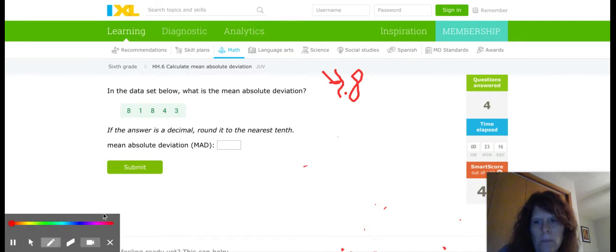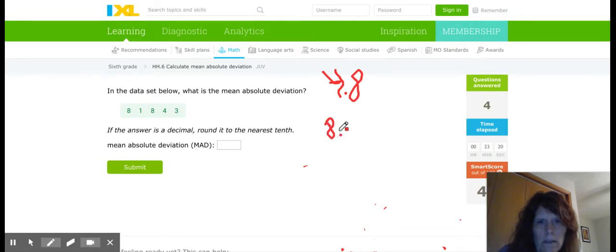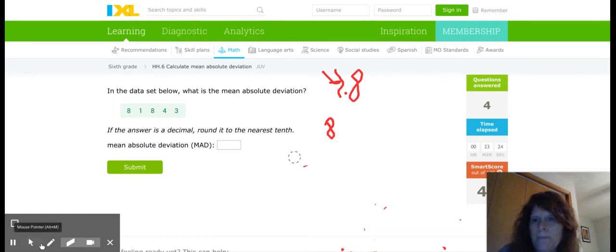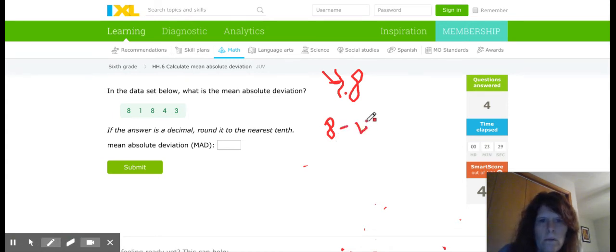That's kind of confusing, but we're going to try it. Okay, so 8 minus 4.8. Now I can't do that in my head, so I'm going to do it on a piece of paper. So 8.0 minus 4.8. I got 3.2.